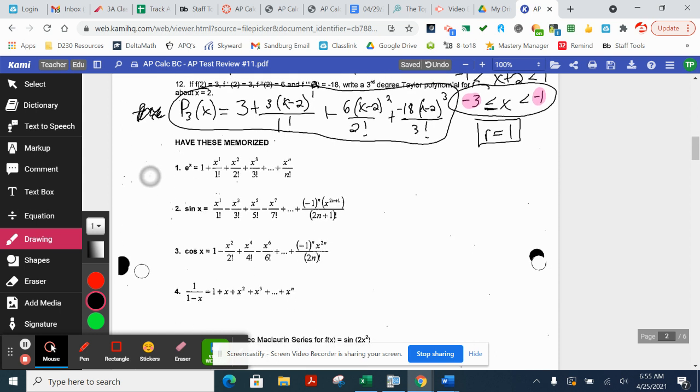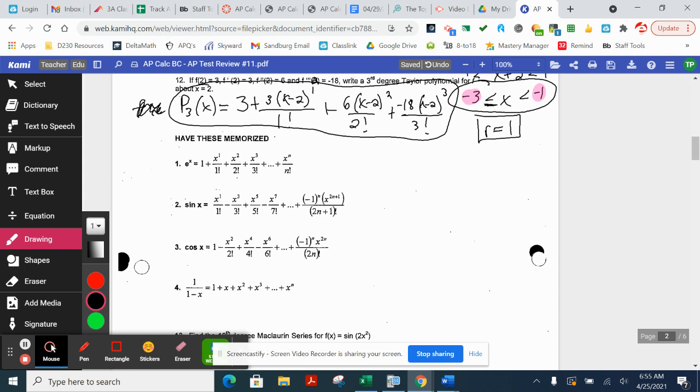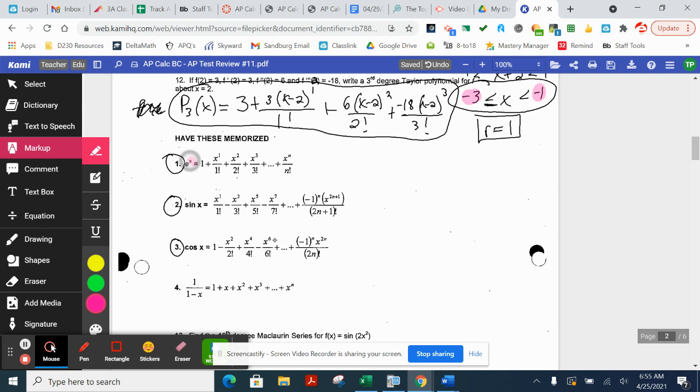These, in particular, when I say have these memorized, one, 2, and 3: very, very commonly known functions. e to the x, sine of x, cosine of x, seen numerous times where your ability to identify those is going to get tested on the non-calculator part. So make sure we know what those are. We did these quite a bit here in this chapter. These you're going to want to know.